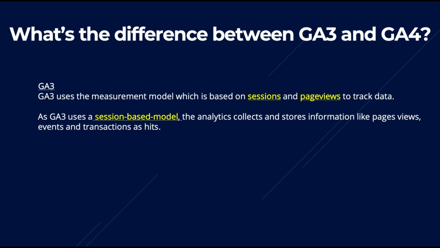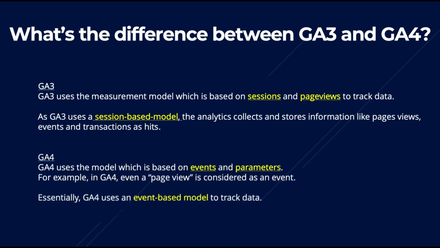The new version, Google Analytics 4, works in a completely different way. Google Analytics 4 uses a model which is based on events and parameters. For example, in Google Analytics 4, even a page view is considered as an event. Essentially, Google Analytics 4 uses an event-based model to track all of its data, whereas Google Analytics 3 uses a session-based model to track its data.